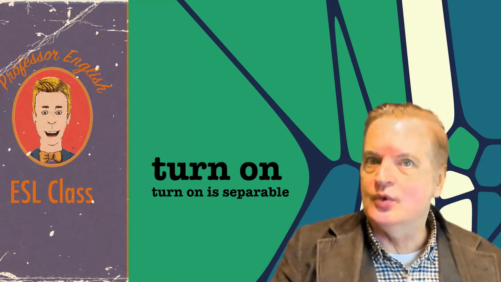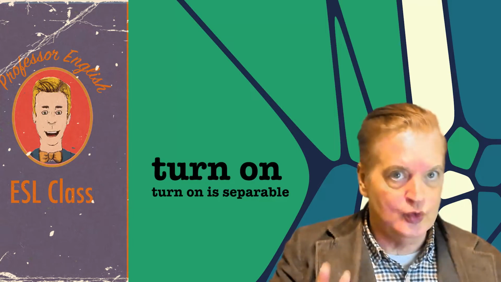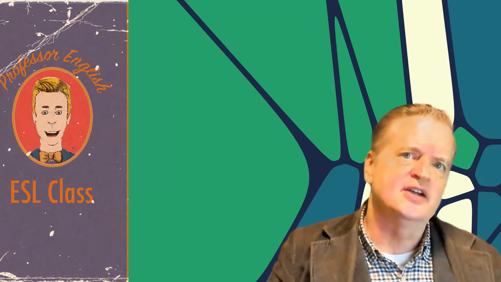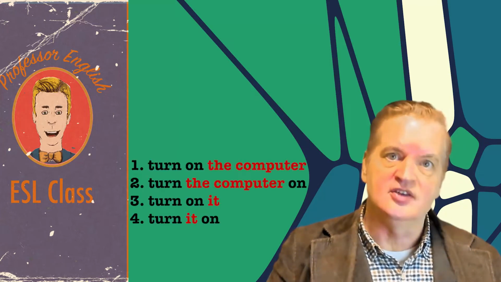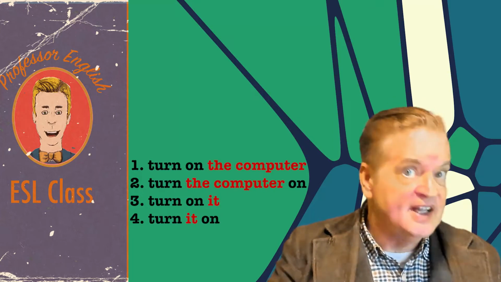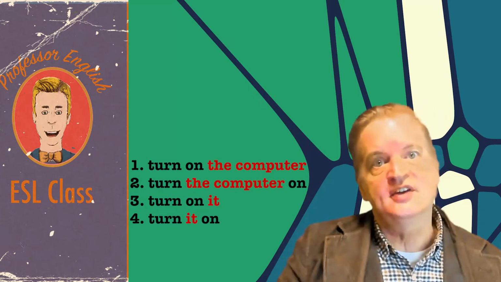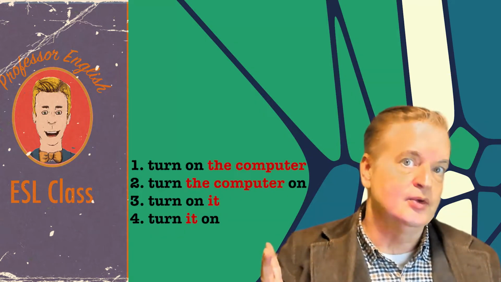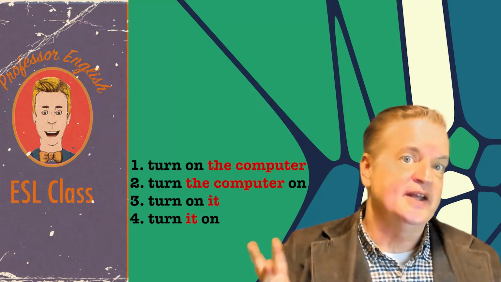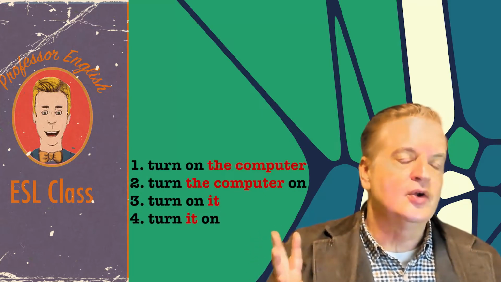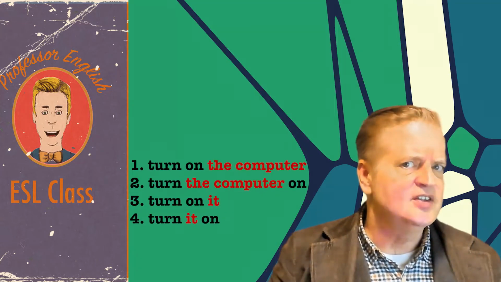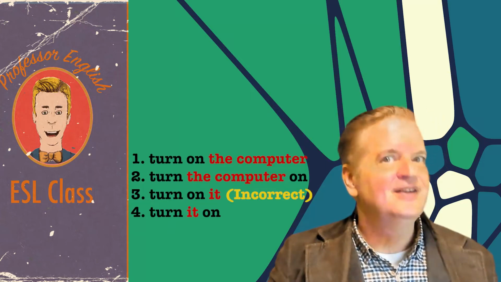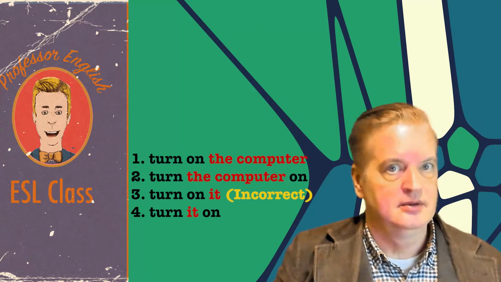Finding the answer to this question is very important for 2 reasons. The first reason is that when you use a pronoun in place of an object, the correct position depends on whether it is separable or inseparable. Here's an example. 1. Turn on the computer. 2. Turn the computer on. 3. Turn on it. 4. Turn it on. One of these is incorrect. Do you know which one? Did you guess number 3? That's right, but do you know why?